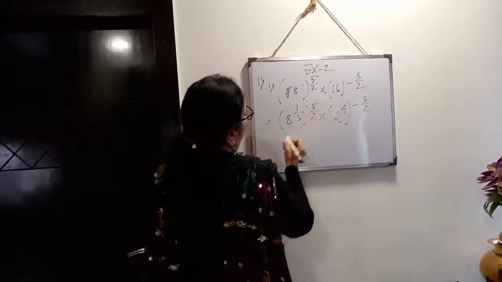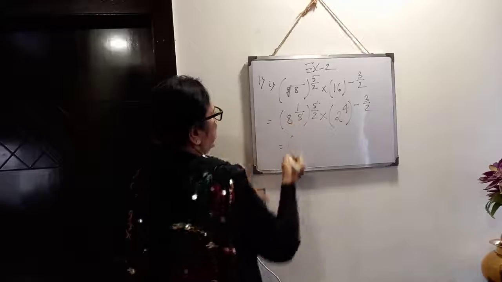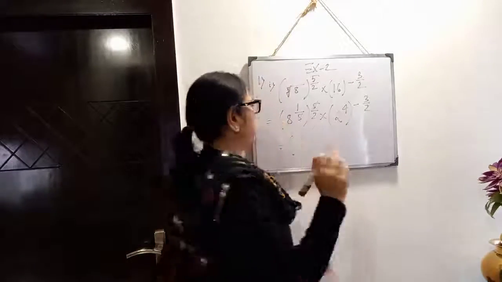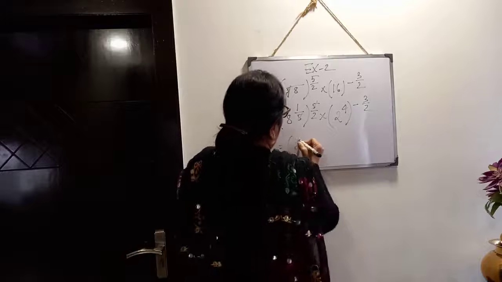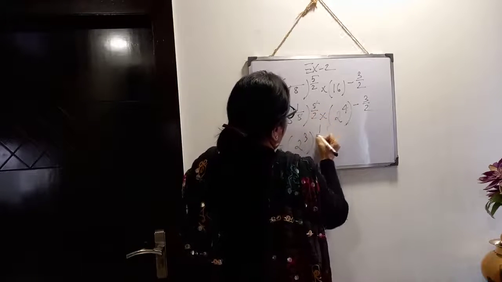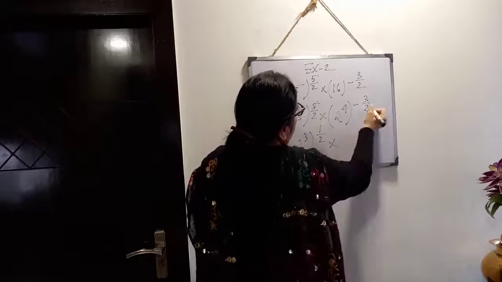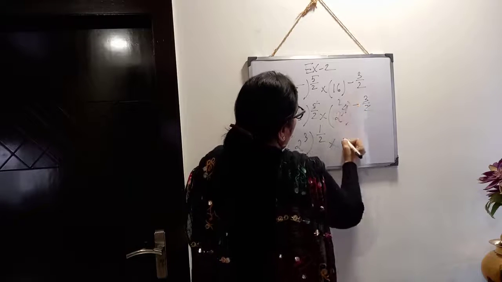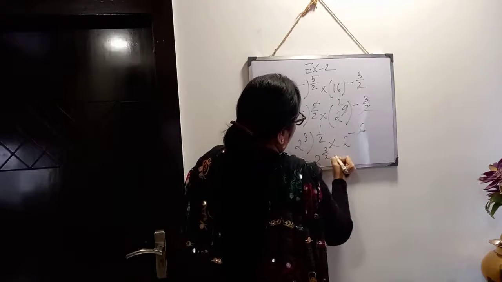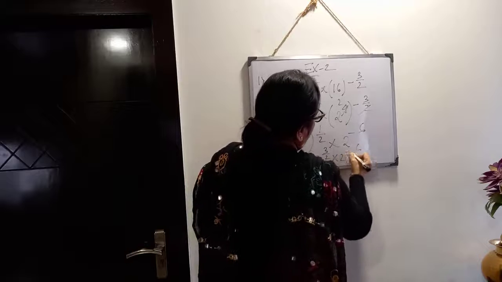And this 5 will be cancelled out. Similarly 8. 8 means what you can write? 2 2s are 4, 4 2s are 8. So we can write 2 cube. 2 cube into, here 5 cancelled out, 1 by 2. Here 2 to the power minus 6. And when you multiply this, it is becoming 3 by 2 into 2 to the power minus 6.